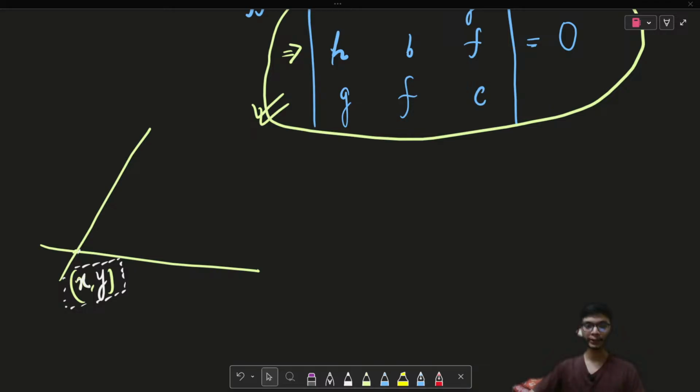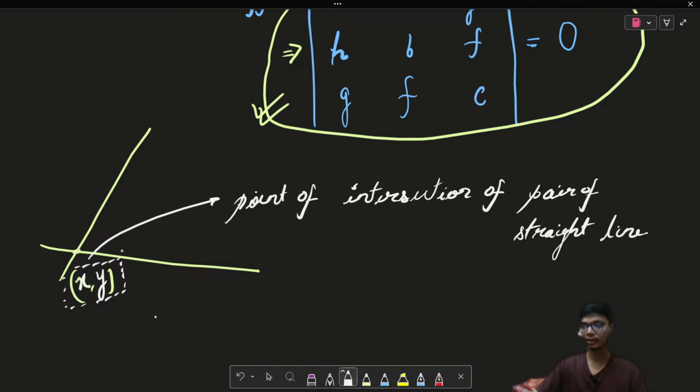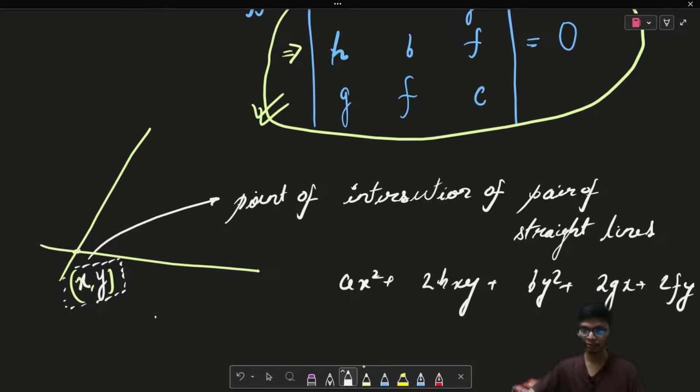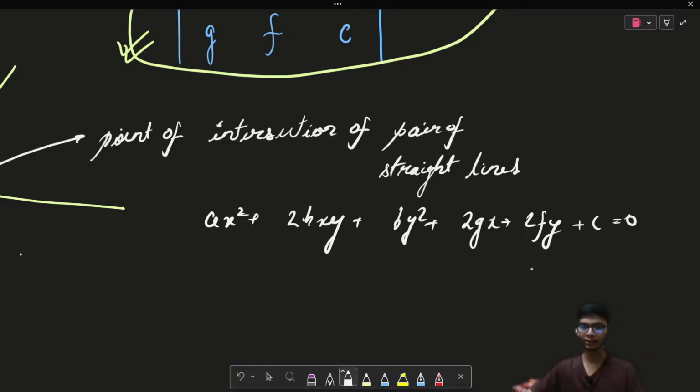So in order to find this point of intersection of this pair of straight lines, we have the general equation, that is ax square plus 2hxy plus by square plus 2gx plus 2fy plus c equal to 0, right? So that was the general equation of the conics.